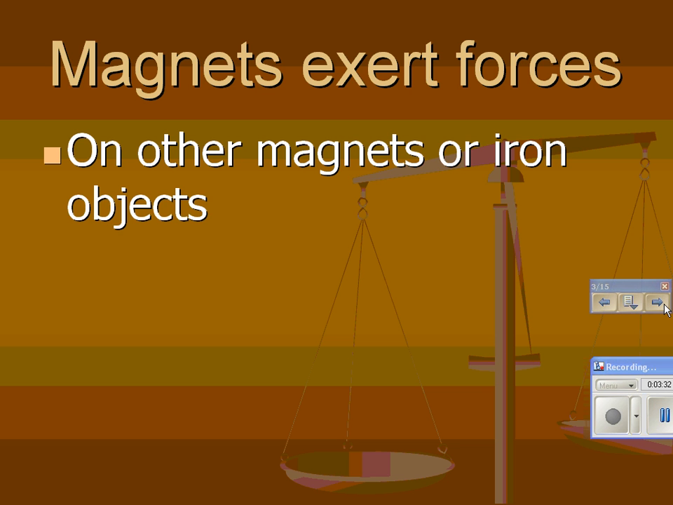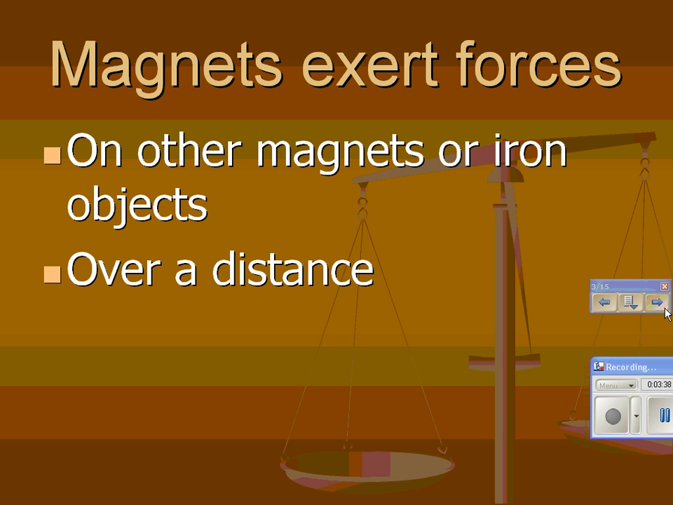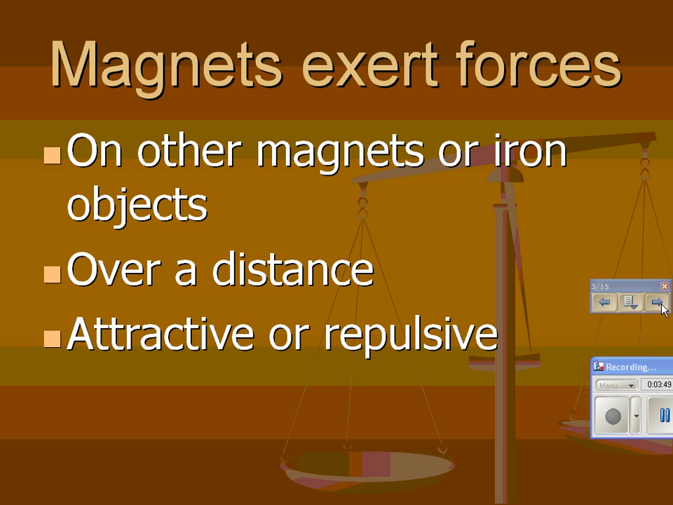Do magnets have to be touching one another to exert a force? No, they don't. Magnets exert forces over distances. Great. And you guys said it earlier, do they only exert force in one direction? No, because sometimes they attract, sometimes they repel. Great. Now that's different than gravity, right? Gravity only attracts. But electricity is also attractive or repulsive. Remember, similar charges repel and opposite charges attract when we talk about electricity. Magnetism is very similar.